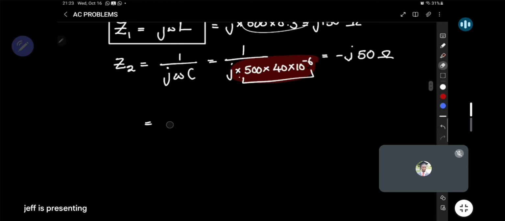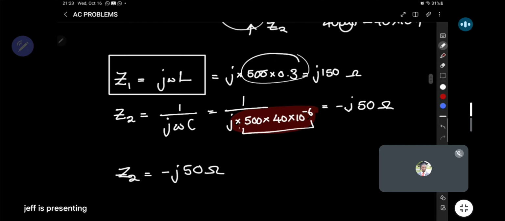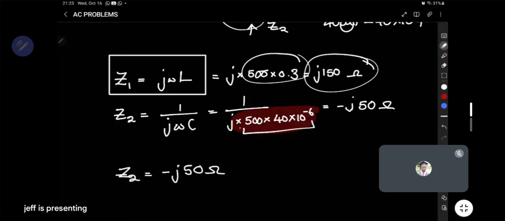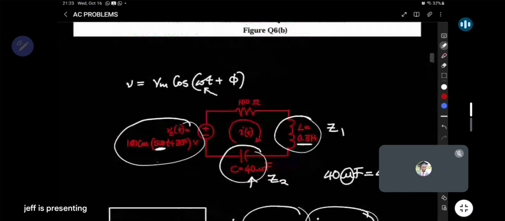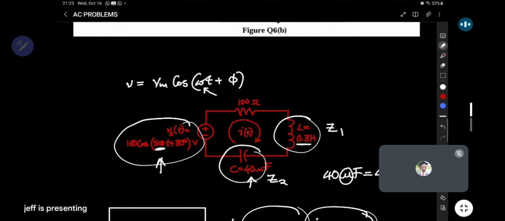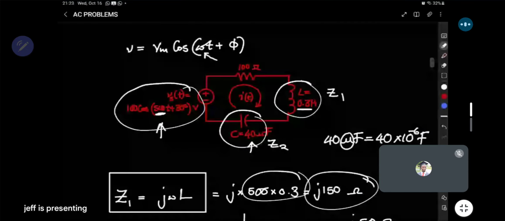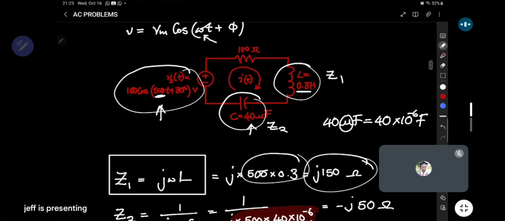Okay, so we've seen that the impedance from that capacitor, Z2, has reduced to minus j50. And the impedance from the inductor reduced to j150. Okay, now that we are done with this, the only other element we need to worry about is the power supply there. The power supply is currently in as a sinusoidal waveform. We want to present it in phasor as well. So how do we transform a power source?